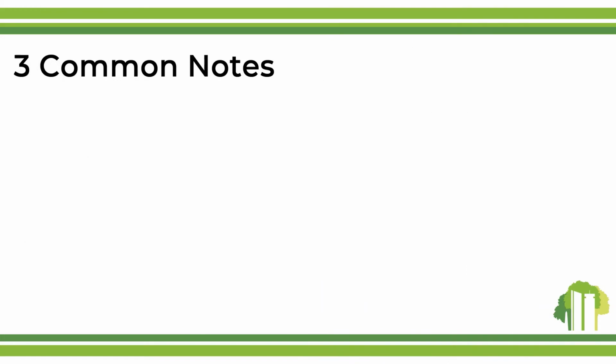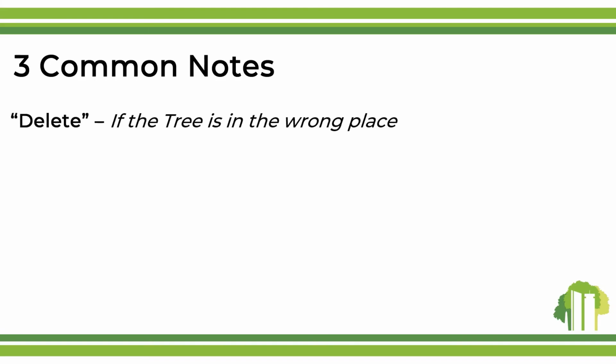There are 3 common notes that we often see: delete, incomplete, and insects. If you have misplaced a tree on the map, you can leave the word delete in the notes. A Speak for the Tree staff member will see this note and remove the tree or planting site from the map. If you need to stop inventorying a tree in the middle of the inventory process, you can leave the word incomplete in the notes. This can be helpful to you when you go back later to do the inventory, or if you need someone else to finish gathering data for you.